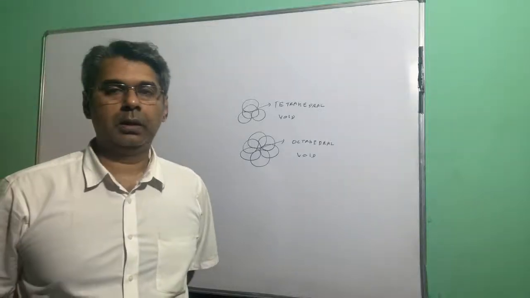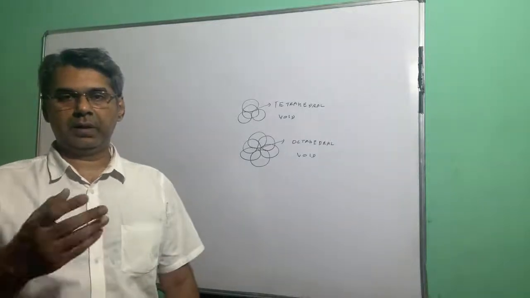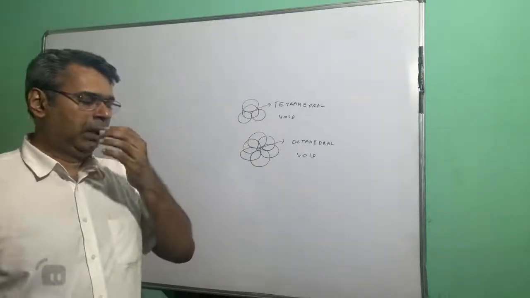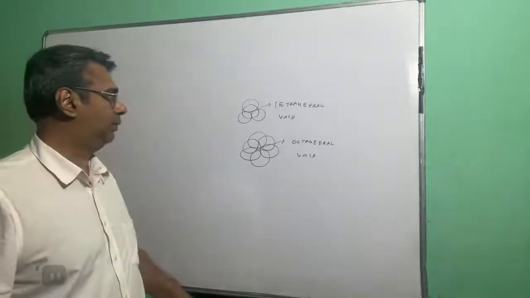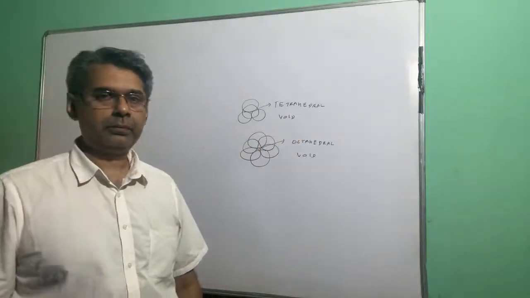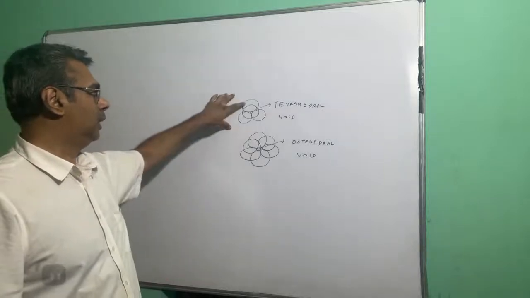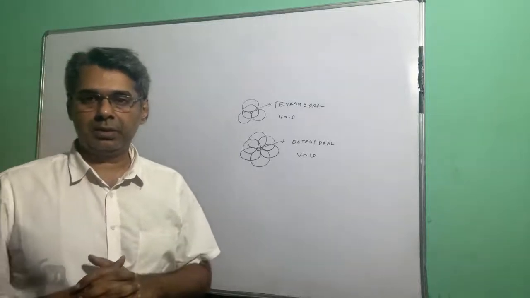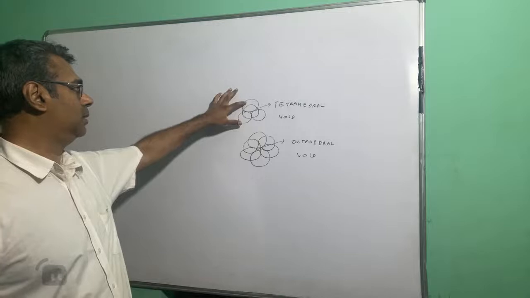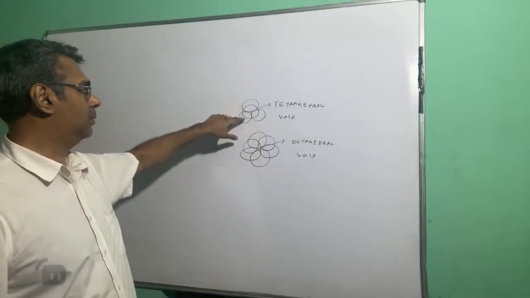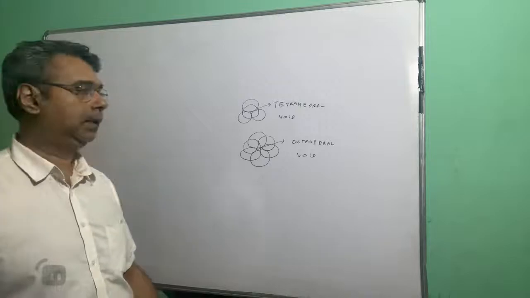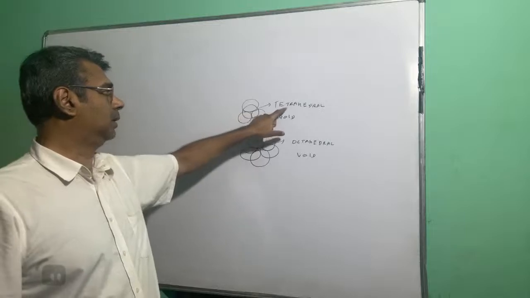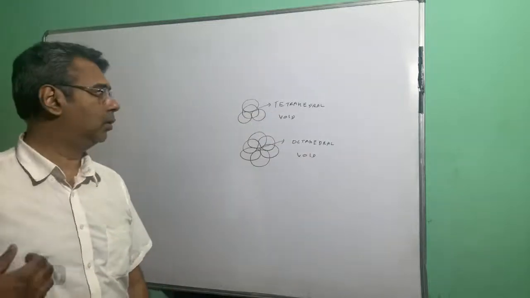In today's session we are going to discuss the two different types of voids which you can have in crystal systems. The first one is called tetrahedral void. Tetrahedral void means there will be three spheres, and if you join their centers you will get an equilateral triangle. Then on top of them there will be a fourth sphere, like this. So there will be three spheres, 1, 2, 3, and on top of that a fourth sphere, and in the middle we will get a tetrahedral void.